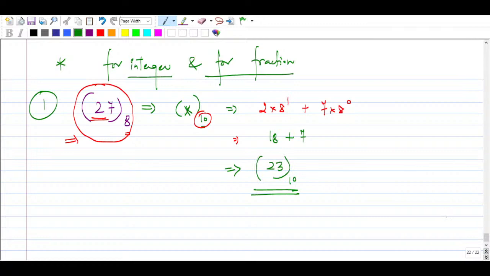What you have done here is, this was the digit. You have multiplied it with the corresponding weight, that is 8 to the power 0, plus 2 into 8 to the power 1. Suppose any third digit would have been over there, then that third digit goes into 8 to the power 2, and so on and so forth. We will add this and you will get the result.